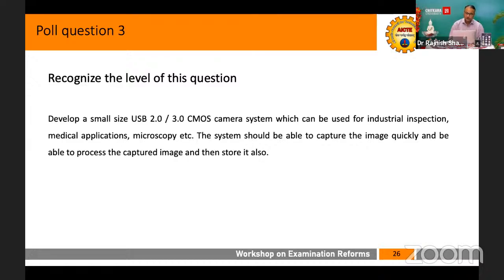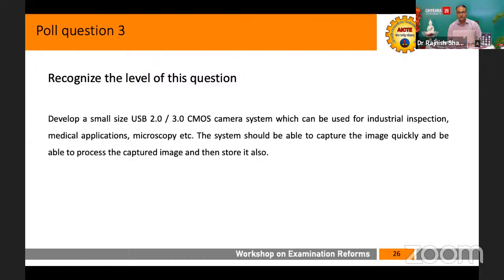So there is a requirement to develop a small size USB 2.0, 3.0 CMOS camera system, which can be used for industrial applications, medical applications, microscopy, etc. The system should be able to capture the image quickly, process the captured image, and then store it also. You have one complete minute to read this statement very carefully and then think to which particular level of Bloom's taxonomy this question statement fits in.